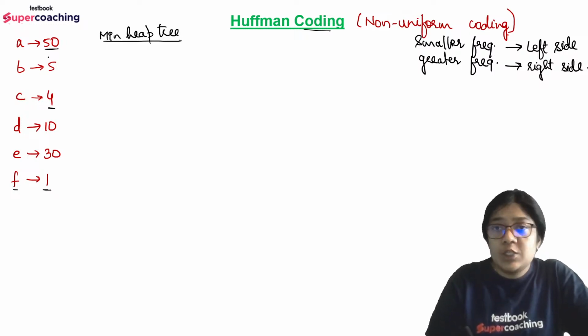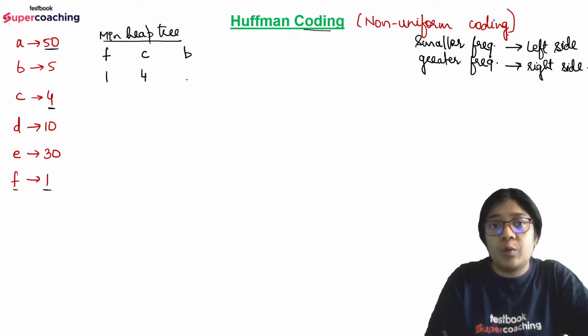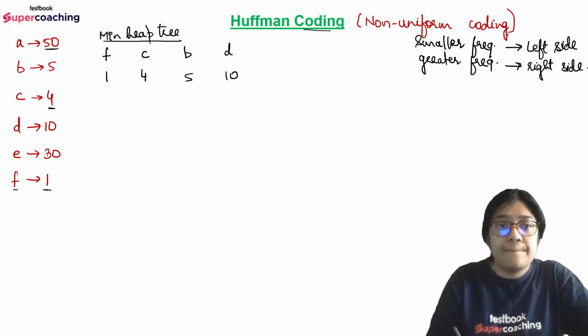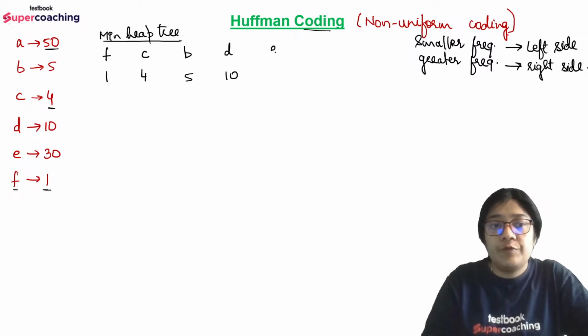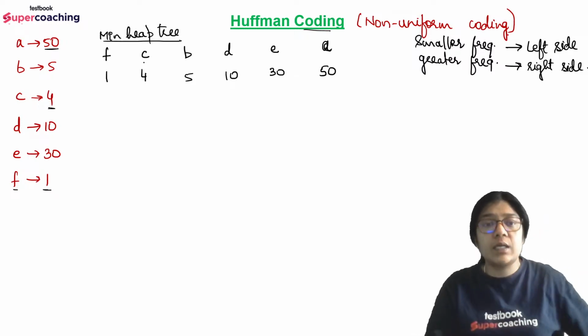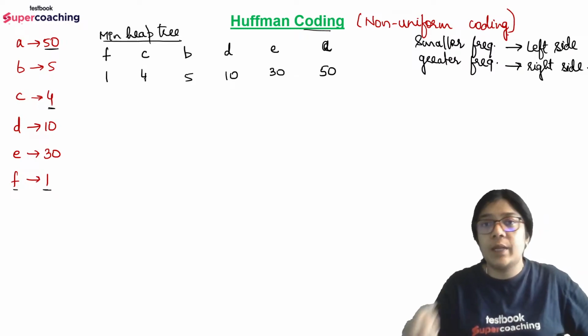So arrange these elements in the ascending order. We are given the character F with the frequency 1. Then next minimum is C with the frequency 4. Next minimum is B with the frequency 5. Next minimum is D with the frequency 10. Next is E with the frequency 30. And next minimum is A with the frequency 50. So what I have done is I have created a min heap tree. So every time now I'll be getting the minimum element.